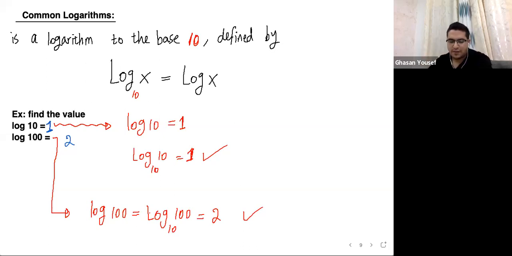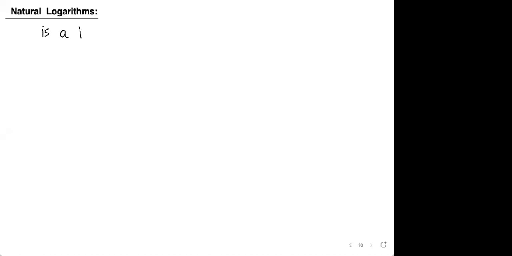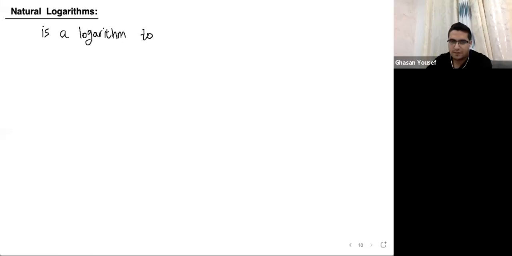Can anyone define the natural logarithm? What is the natural logarithm? Do you know what the meaning of natural logarithm is? Is the base e? Exactly. It is a logarithm to the base e. So here the base is e.